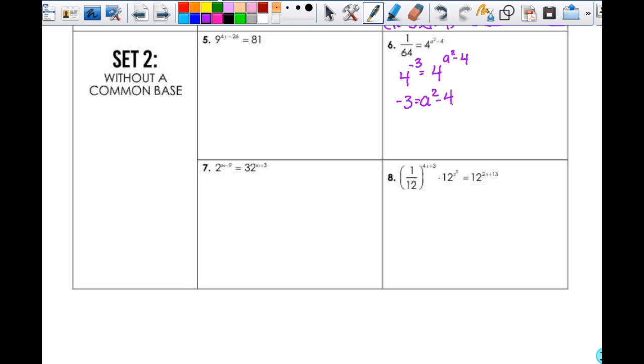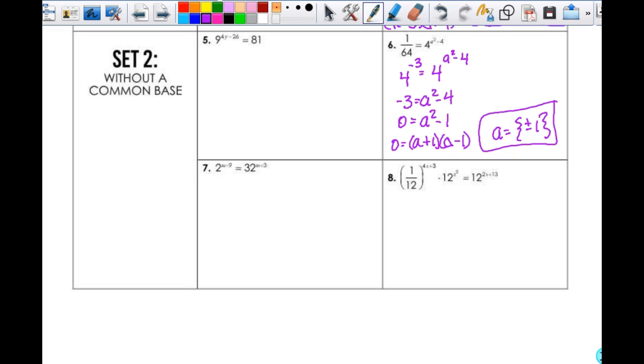So I can set it equal to 0. I'm going to add 3 to both sides, so I get 0 equals a squared what? Minus 1. Can you factor that? What's this called? Difference of squares. A plus 1, a minus 1. So now that I have that, I know that a is equal to plus or minus 1. Any questions at this point?